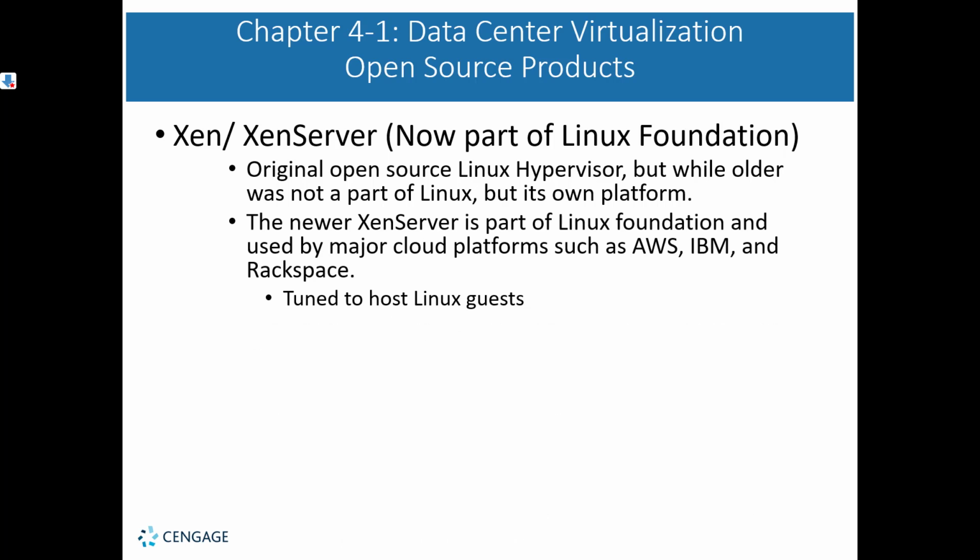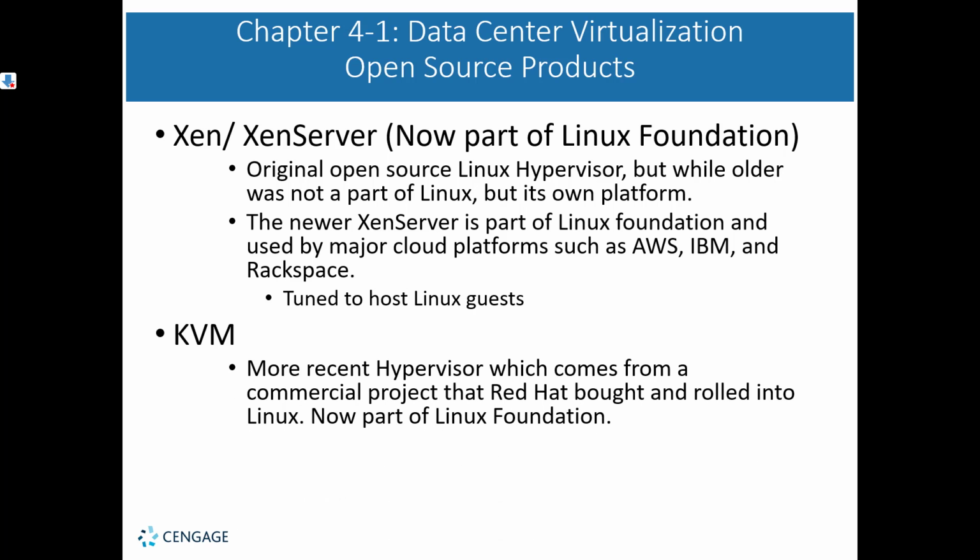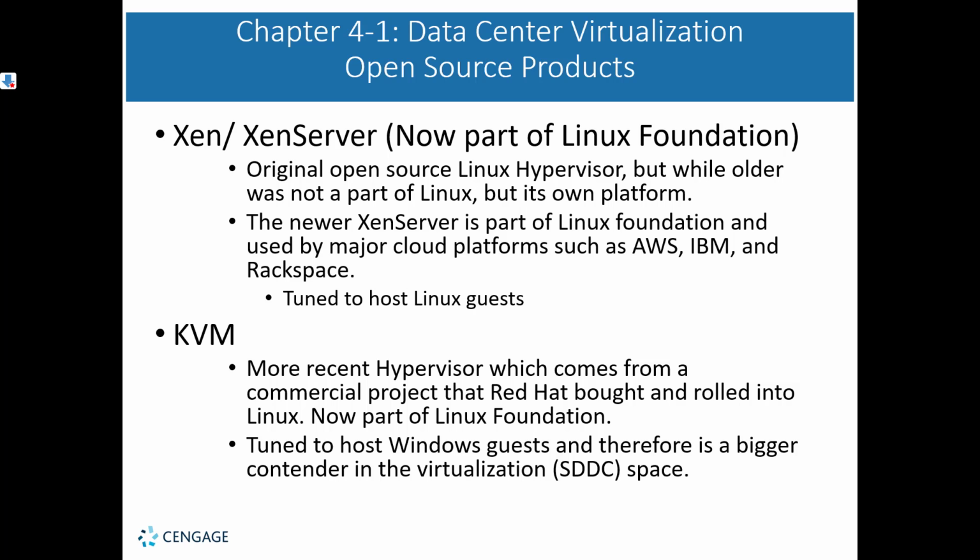The newer Xen server is now part of the Linux Foundation and is used by major cloud platforms including AWS, IBM, and Rackspace. Generally speaking, Xen is tuned to host Linux guest environments. KVM is the other leading open source product. It's a little more recent hypervisor, and it comes from a commercial project that Red Hat brought into Linux. It's now part of the Linux Foundation. KVM is generally tuned to host Windows guests better, and is therefore a bigger contender in some of the virtualization or software-defined data center space.